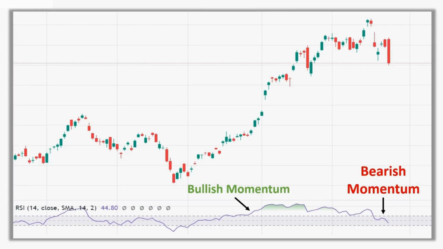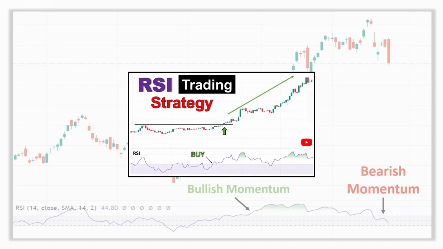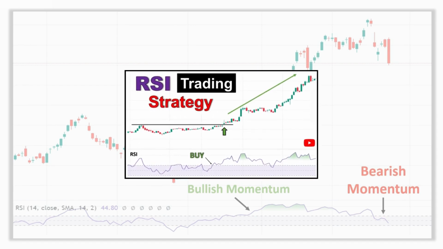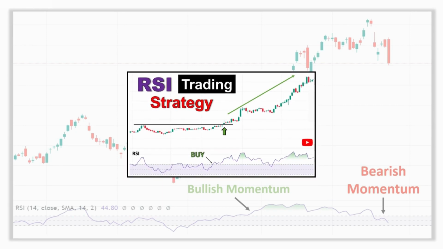If in case you don't know what RSI is, or the basic concepts of RSI, there are no worries. I have made a video on RSI where I have explained every basic concept of this indicator, how you should be using it, and most importantly, how not to use it, that is the wrong way of using RSI. Make sure you watch it after completing this video.